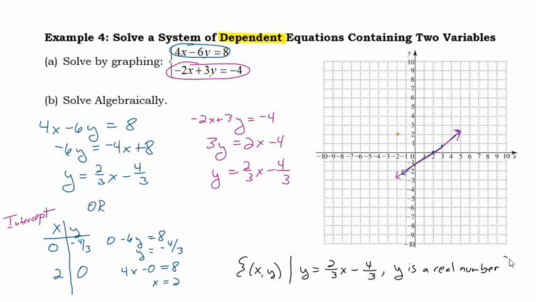Okay, so here's our solutions, a bunch of ordered pairs, and they have to meet this criteria. They have to be on this line. So you can't say all real numbers because that's not true. Right? It has to be the points on this line.